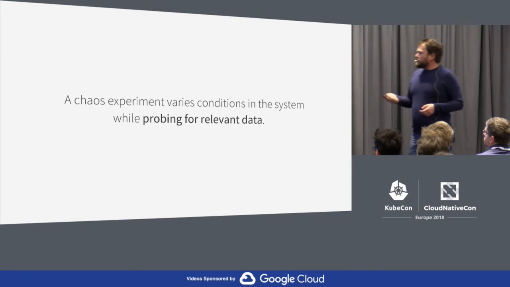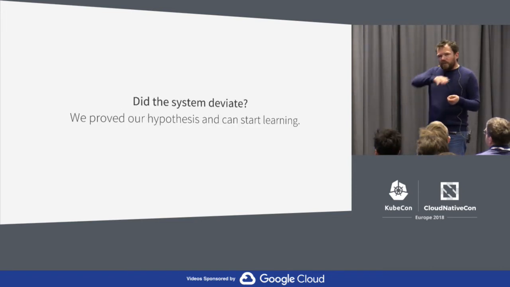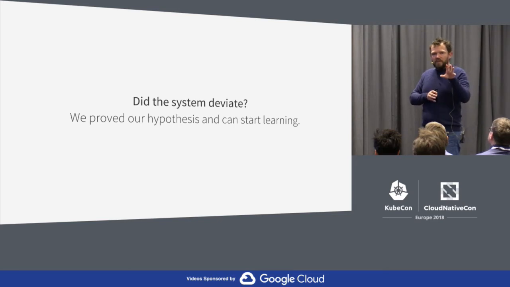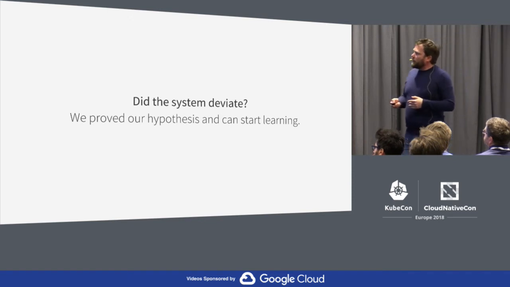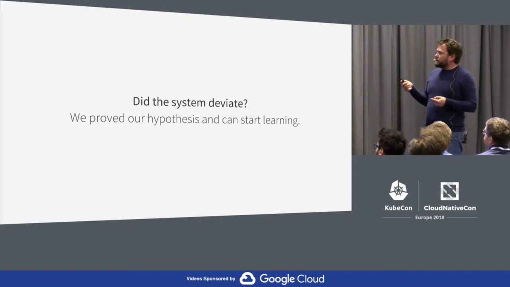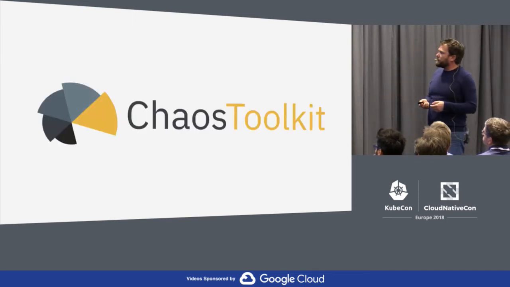We saw that the probing is important here because you collect data as you go. You may have monitoring, but for the purpose of the experiment, you may also collect data on the side that are not necessarily based on your monitoring. And you look if the system deviated. And if it did, you may start the analysis with your teammate.